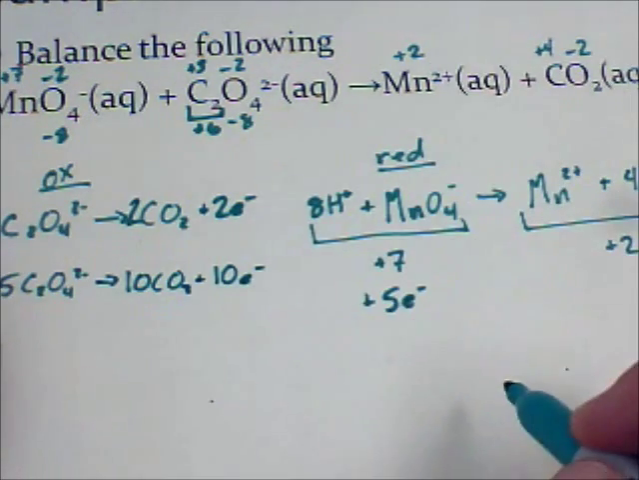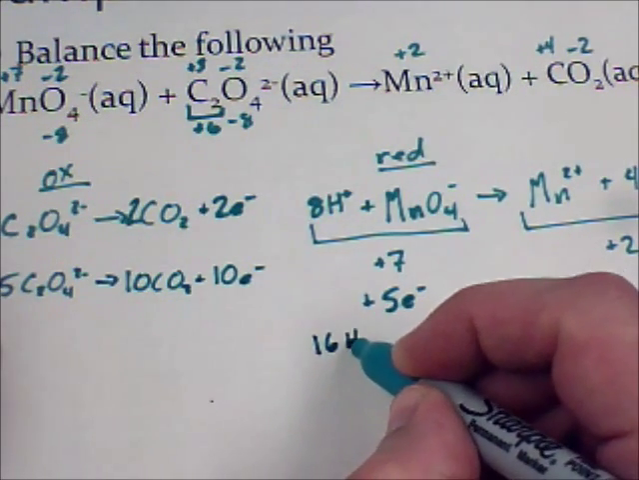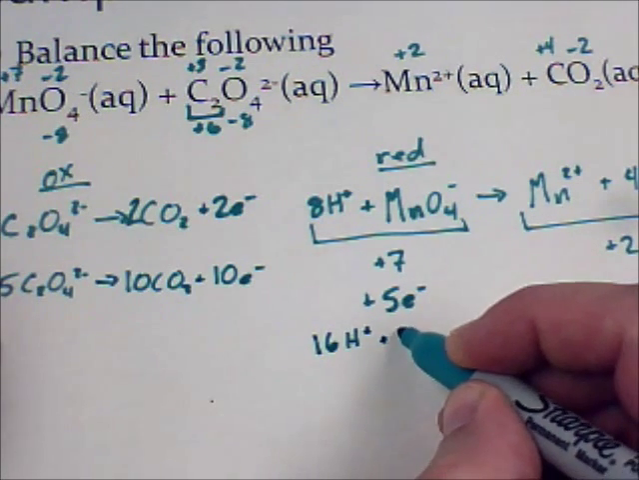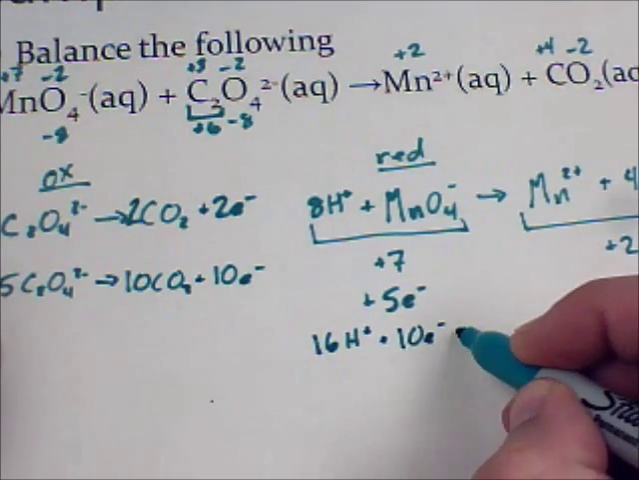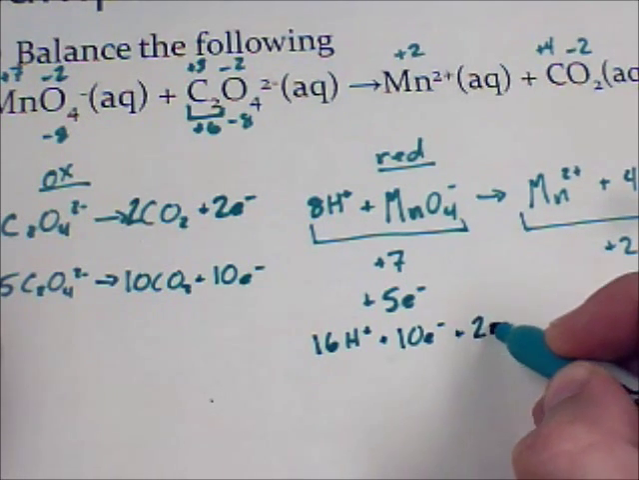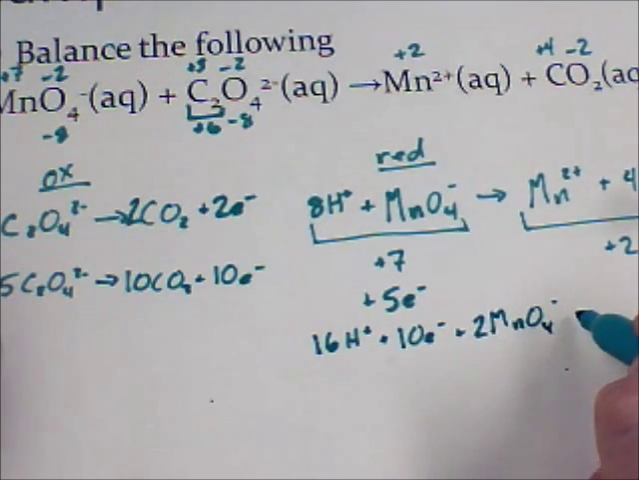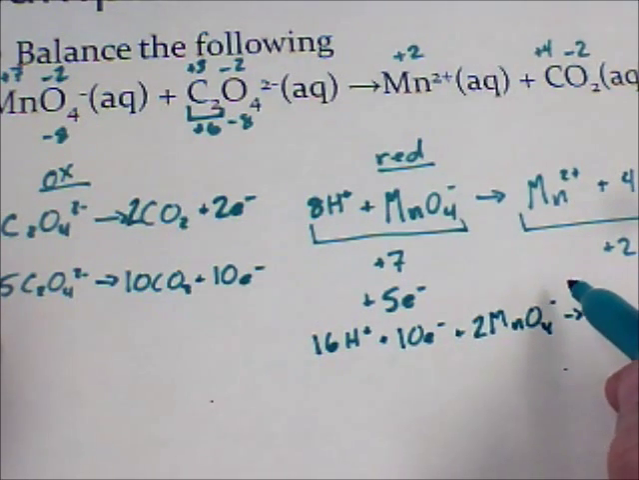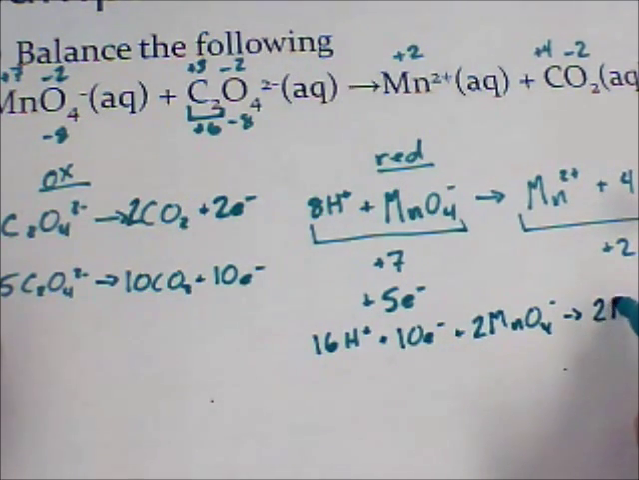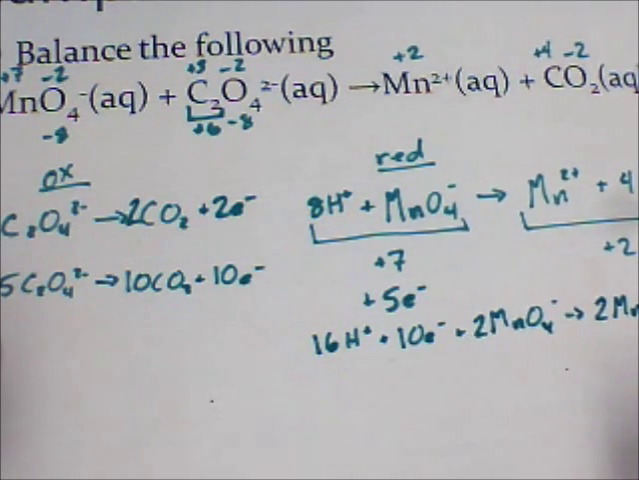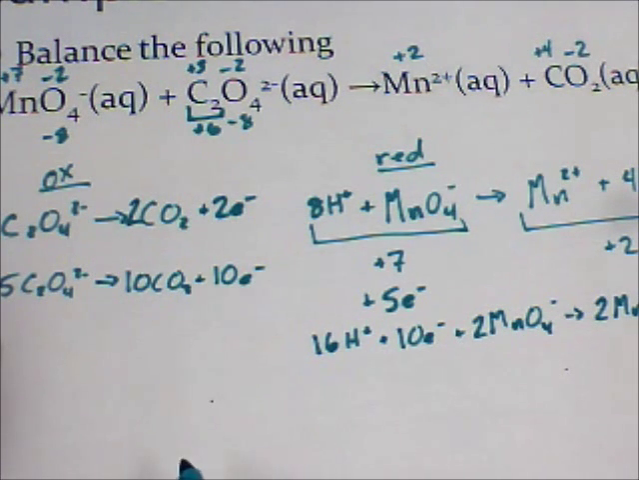This side, everything is multiplied by 2. So 16 hydrogens plus 10 electrons plus 2 permanganates will make, and again we're multiplying by 2, manganese 2s, and 4 times 2 is 8 waters. Now all I have to do is combine everything into one reaction again, and then make sure I eliminate anything that's the same on both sides, and that'll be the electrons, and sometimes waters.